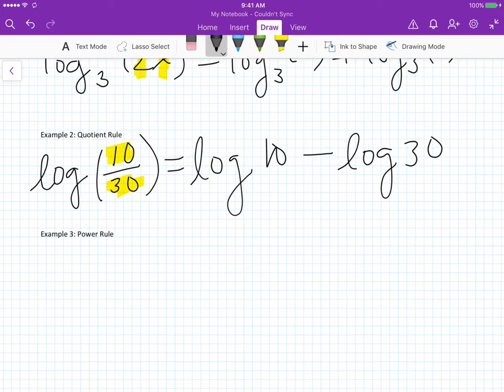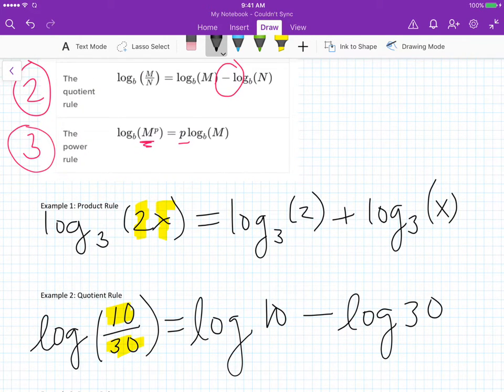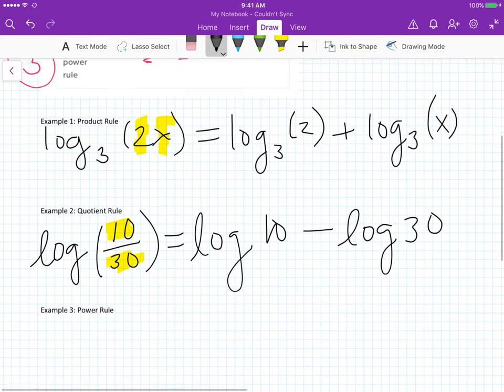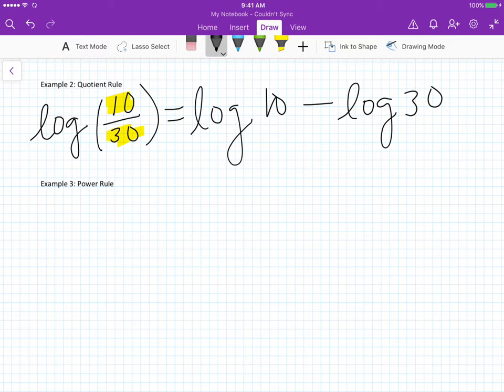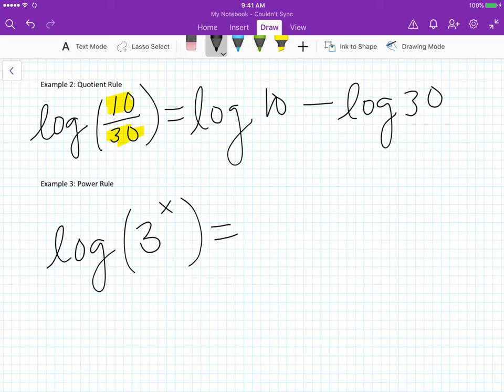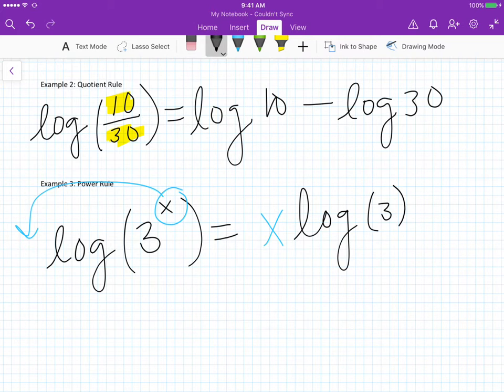And then finally, the power rule. The power rule says that if you're taking the log of something with a power inside of it, you can bring the exponent out and in front. So, for example, if I was taking the log of 3 to the x, this is the same thing as bringing this exponent down in front. So I could write this as x times log of 3. Again, if there's no base here, the imaginary base is 10.